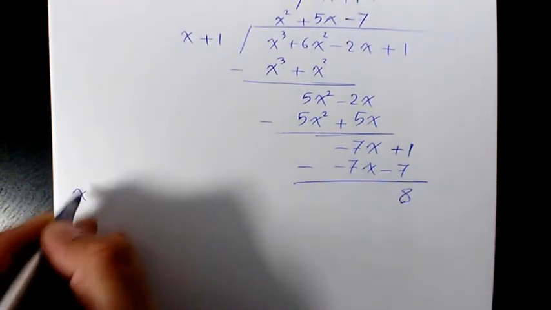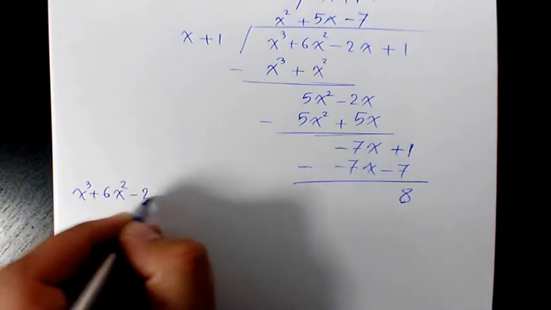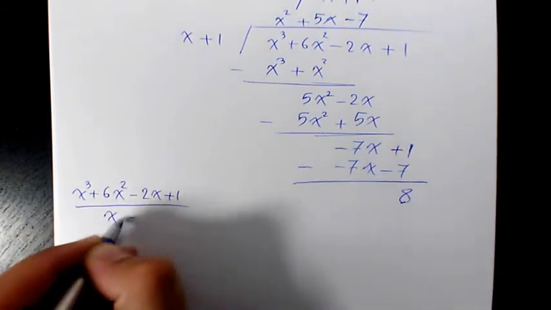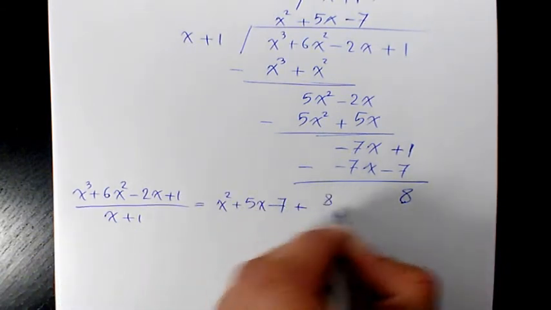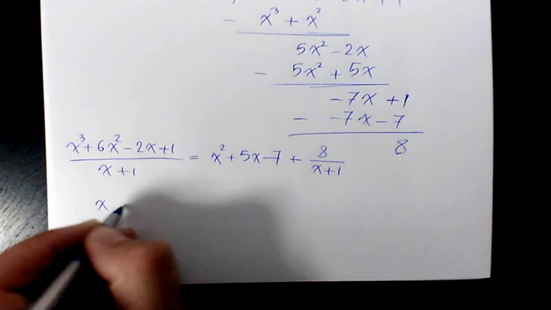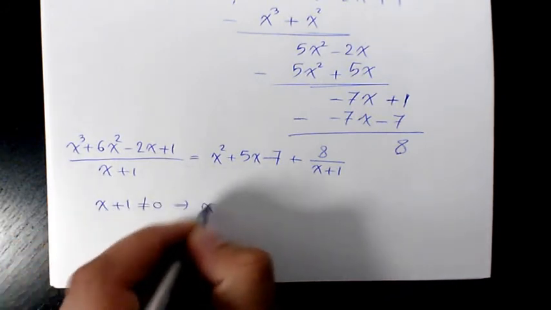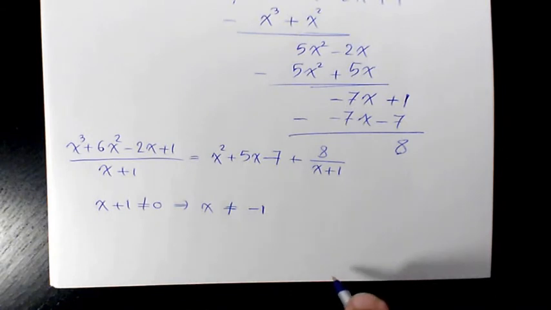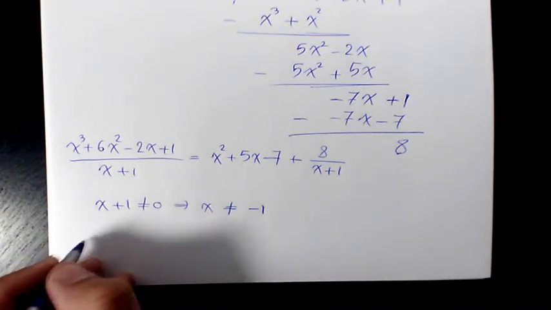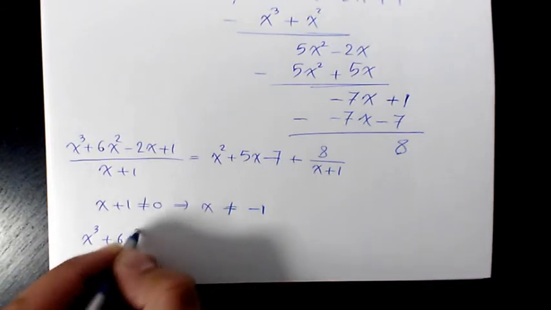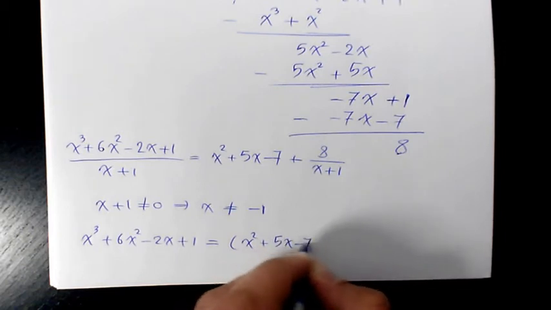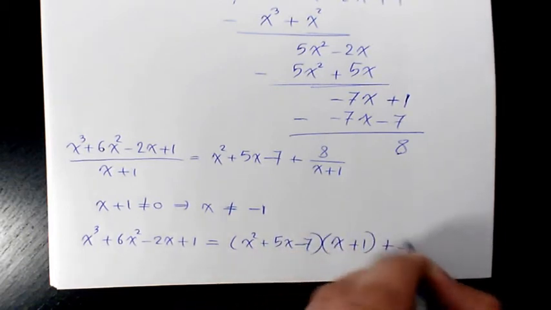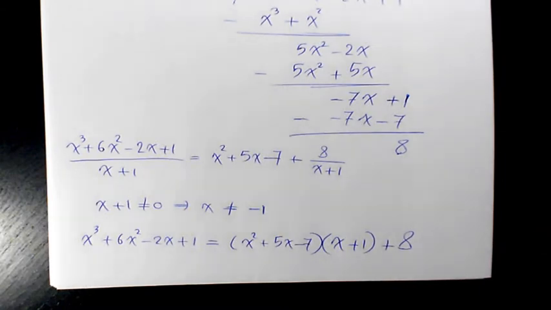We can say x cubed plus 6x squared minus 2x plus 1 divided by x plus 1 equals x squared plus 5x minus 7 plus 8 over x plus 1. The restriction: x plus 1 cannot be 0, so x cannot be negative 1. If we want to write the corresponding statement, we can say x cubed plus 6x squared minus 2x plus 1 equals (x squared plus 5x minus 7) times (x plus 1) plus 8, based on what we said earlier.